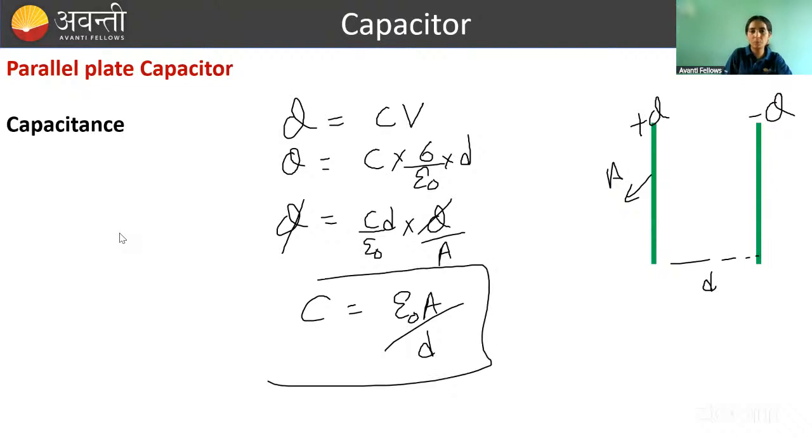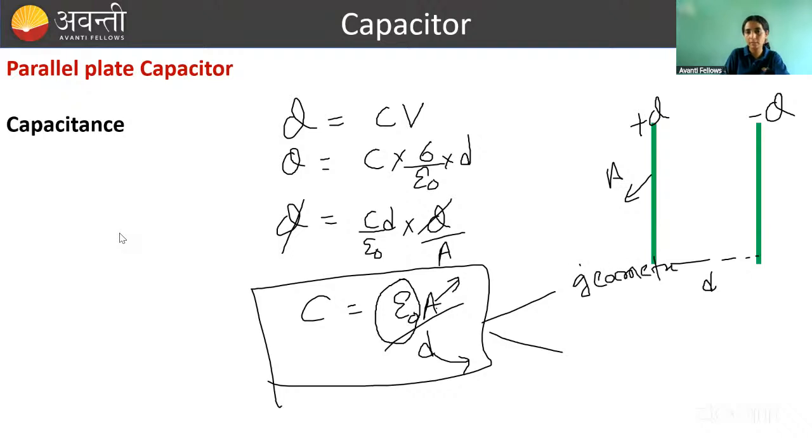Now look at the formula. This formula depends on geometry and on media. Media is indicated by this epsilon naught term. If it is not vacuum or something, then epsilon will be there. So C depends on the media, on the area of the plate, and on the distance between the plates. So it depends on two factors: one is your geometry and another is your media. Okay? So these were the formulas.